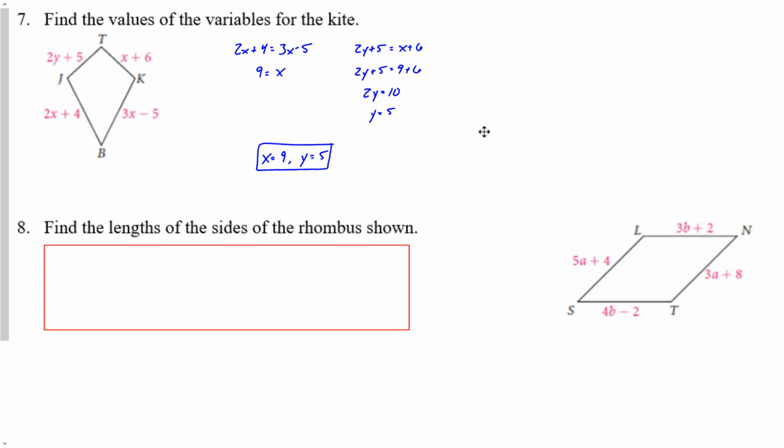So since this is a kite, and a kite is a quadrilateral that has 2 pairs of adjacent sides congruent, we would need to take the lengths of JT and KT and set them equal. Issue there being, we'd have 2y plus 5 equals x plus 6. There's 2 different variables. I can't solve that one right away. So we have to look at segments JB and KB and set those equal. That's our second pair of adjacent sides that are congruent. And that only has x's in it, so we could solve that, and then we can use that answer to plug in and solve for y. So we see here we have x equals 9 and y equals 5 for your answers.